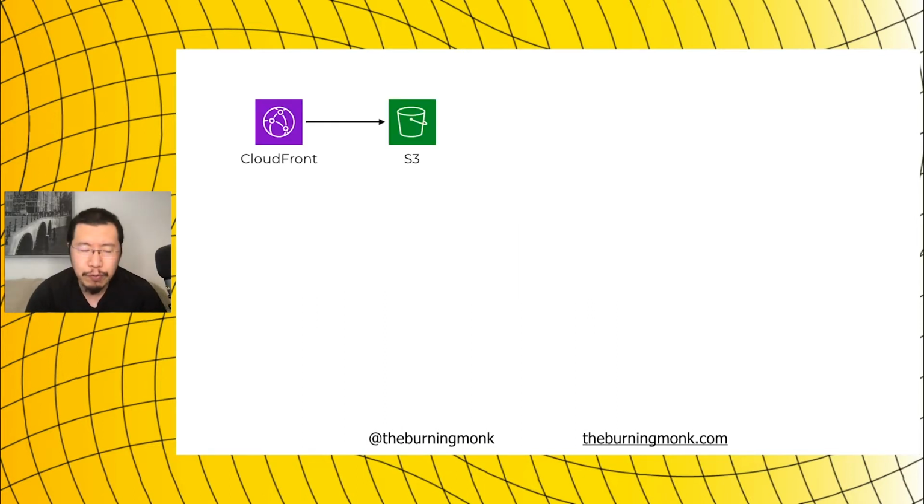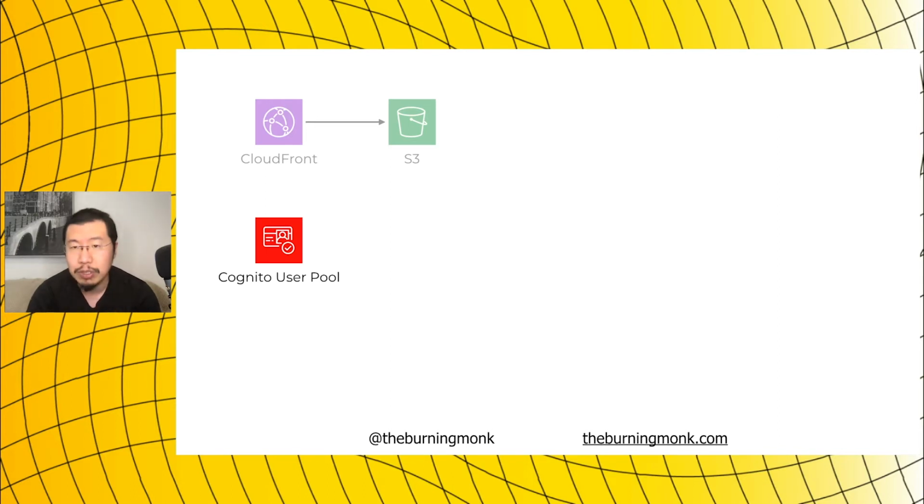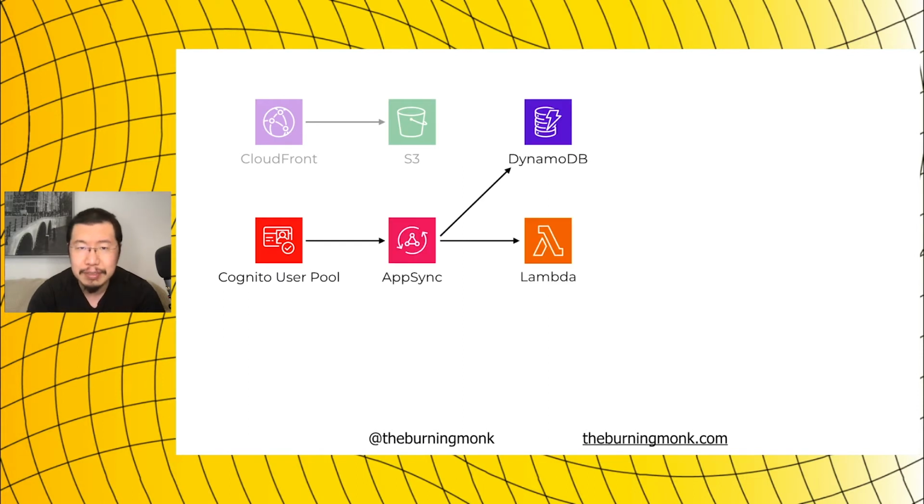So I'm not going to show you the full architecture, but here are just a few of the key components and how they fit together. So we have CloudFront and S3 for image assets and such. As for authentication, we use Cognito. There's one Cognito user pool for the mobile app, and then there's another one for the CMS.